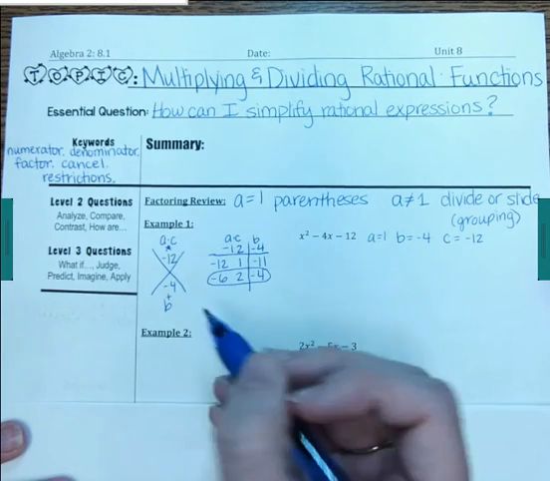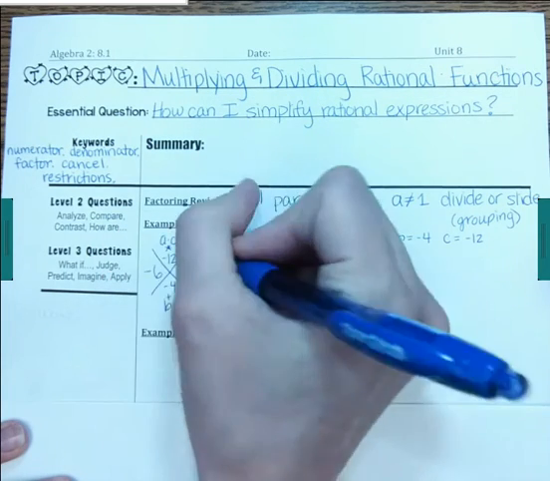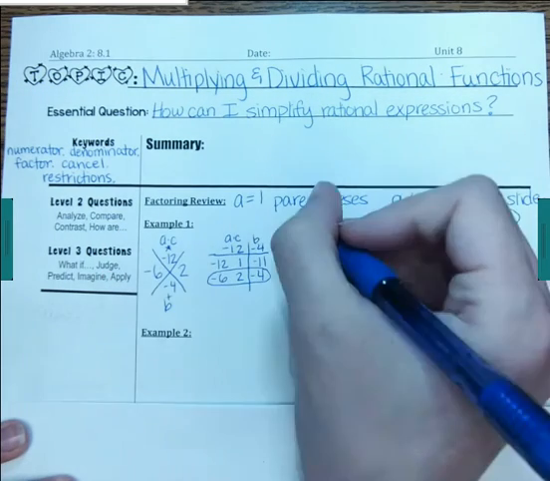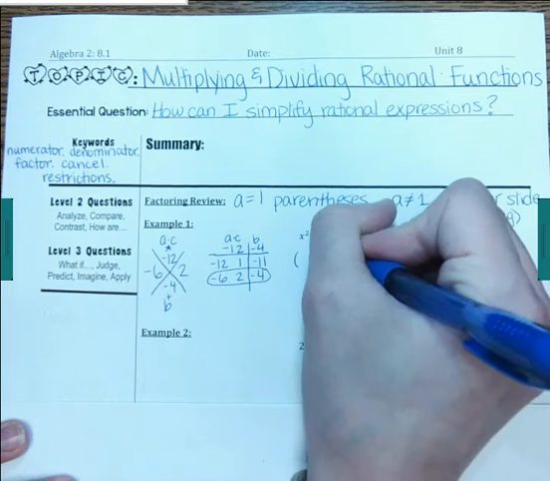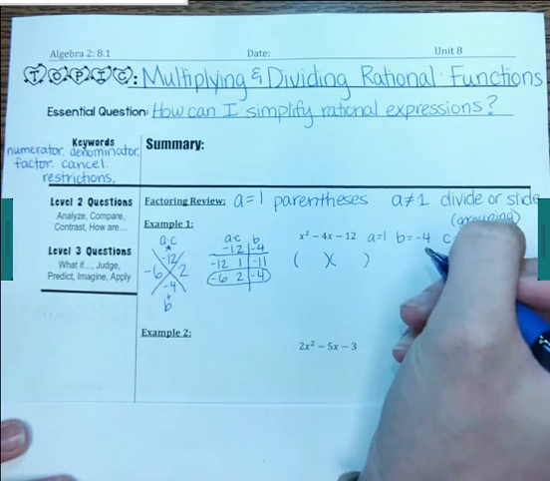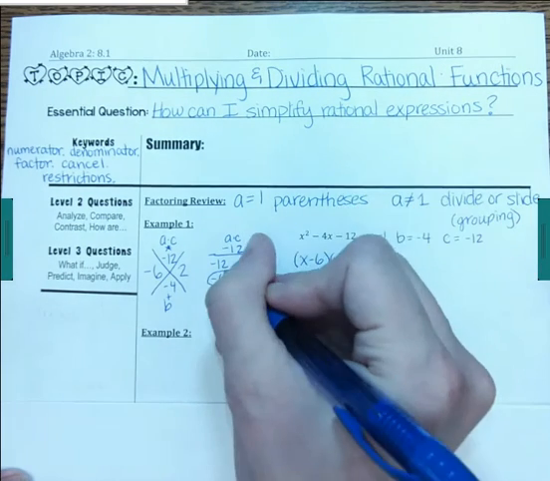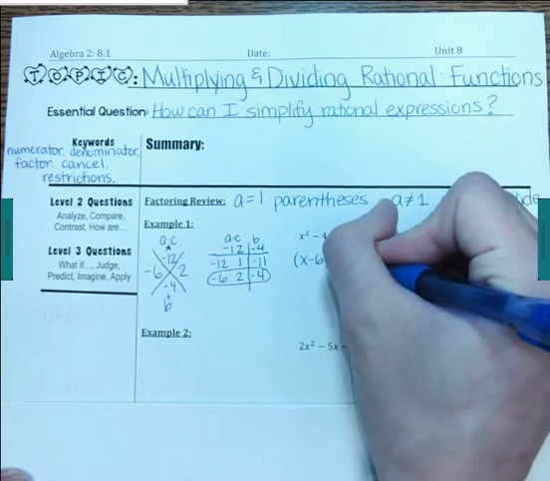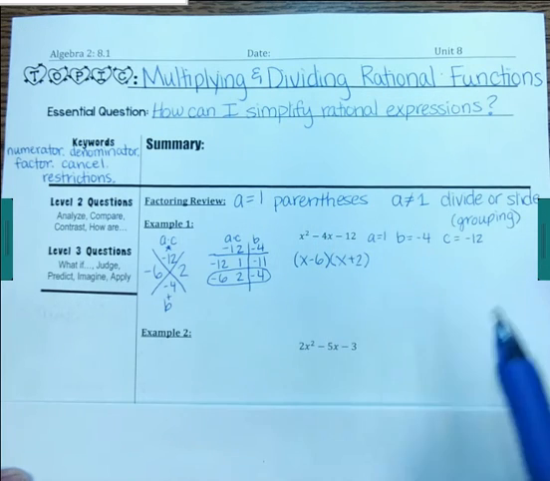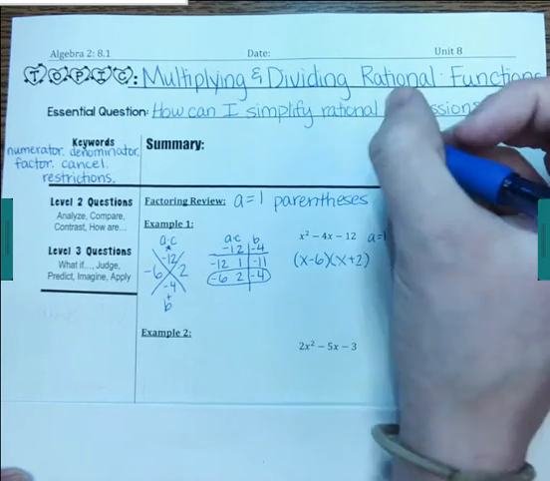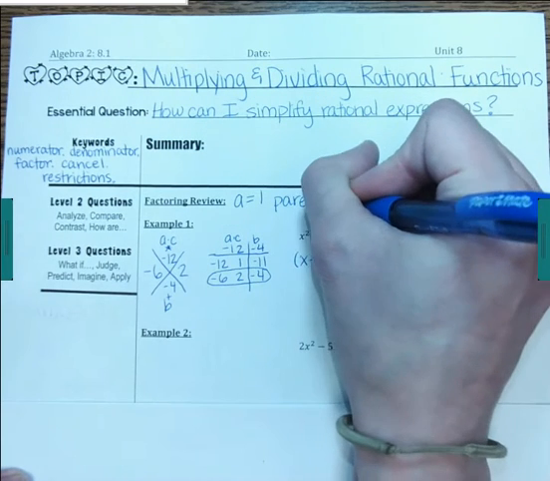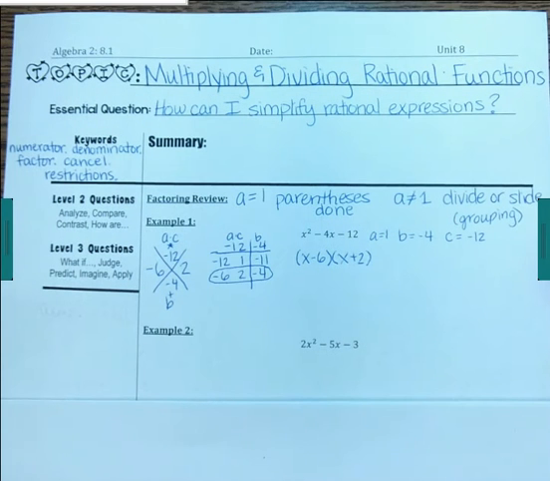Sometimes it might take you longer, sometimes it might take you less time. If you're doing the big X, you would pop those in here. What I often do, however, is just give myself some parentheses and I plop them in. So I have my x minus 6 and then my x plus 2. Then I double check, a equals 1, so parentheses done, because rhymes help us all remember.